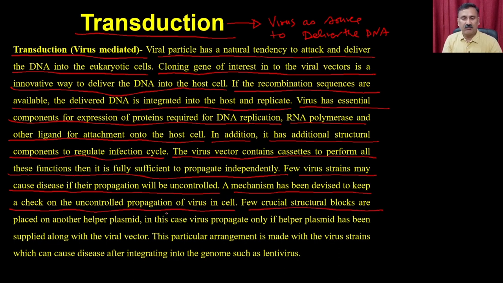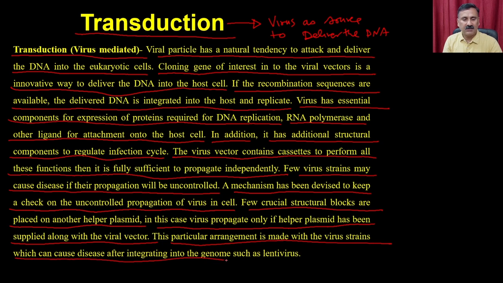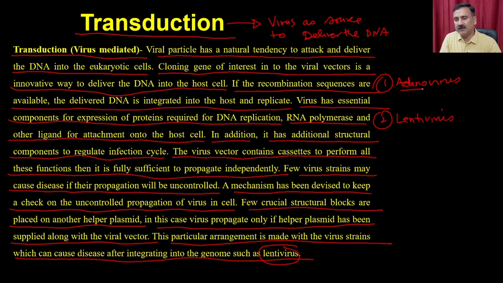Crucial structural blocks are placed on another helper virus. In this case, the virus propagates only if the helper virus has been supplied along with the viral vector. This particular arrangement is made with virus strains which can cause a disease after integrating into the genome, such as the lentivirus. So in transduction, you can have two different types of viruses: adenovirus or lentivirus.